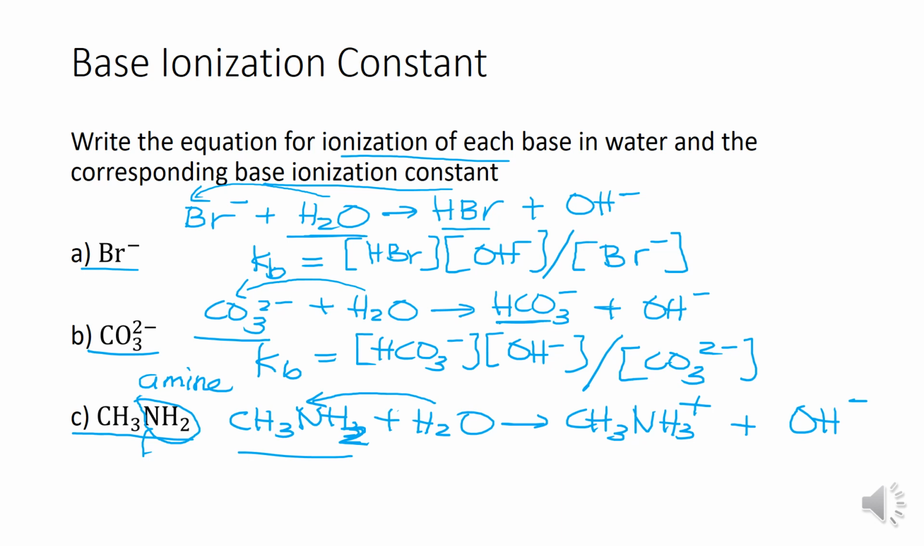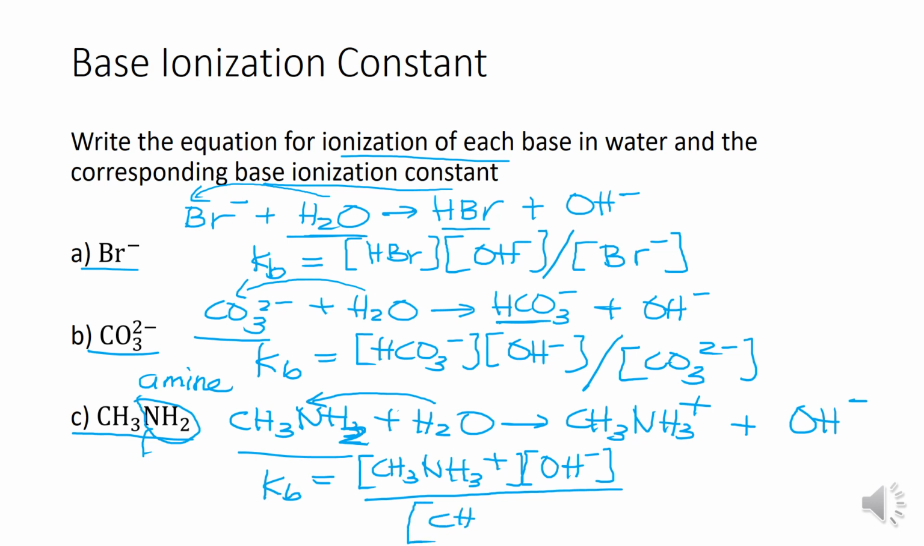Based on this chemical equation, the corresponding base ionization constant is, again, let's multiply the concentrations of the products. So that's the concentration of CH3NH3 plus times the concentration of the other product, the hydroxide ion, all over the concentration of the original base, which is CH3NH2.